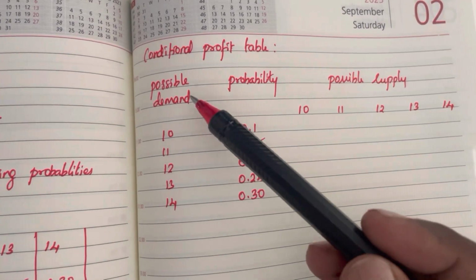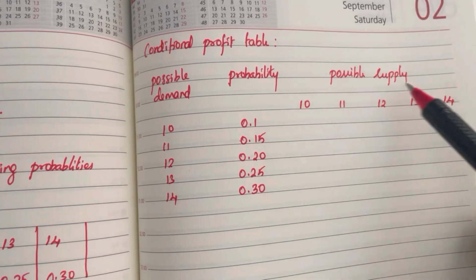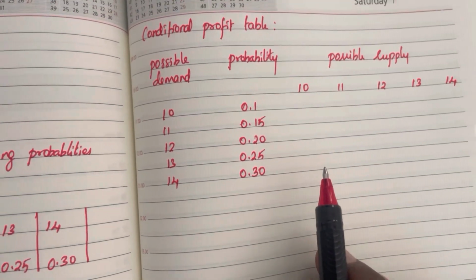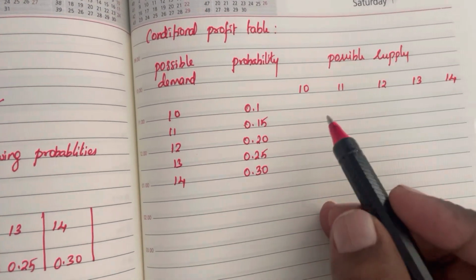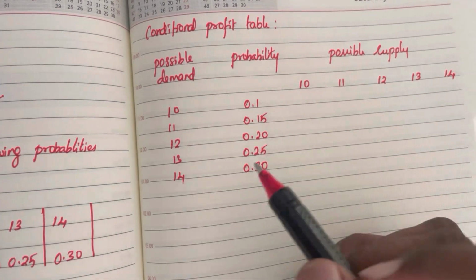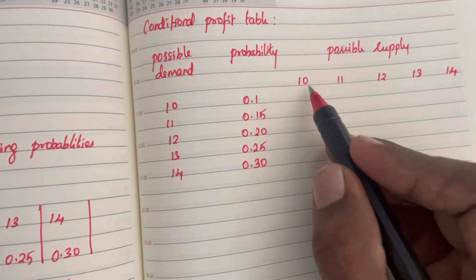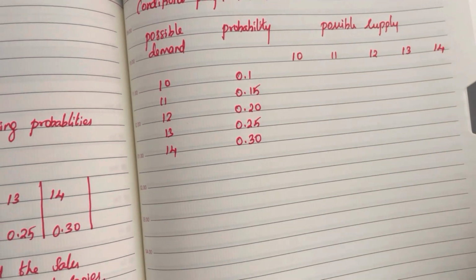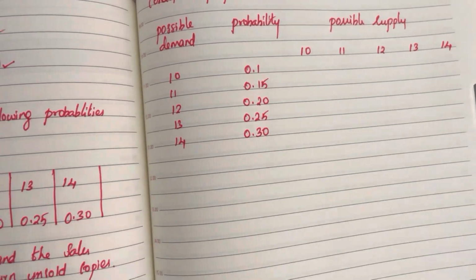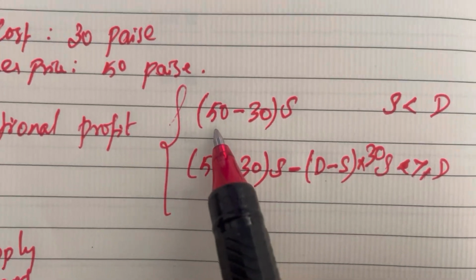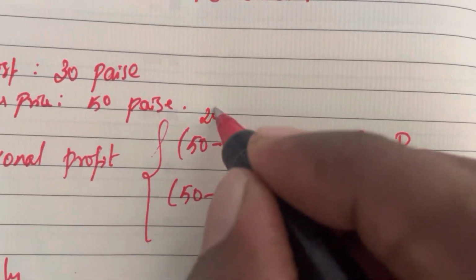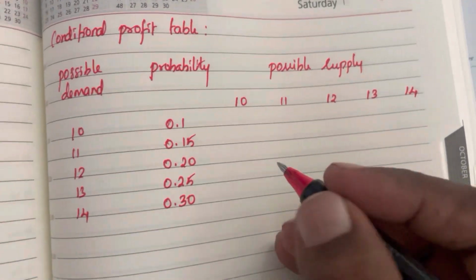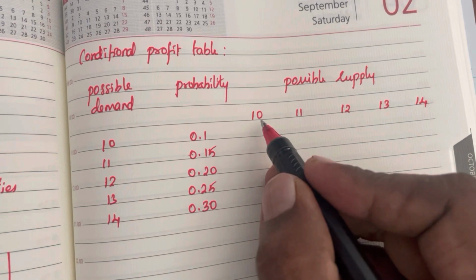For the conditional profit table, first we write the possible demands, the probability and the possible supply. The summation of the probability should always be equal to 1. Now we need to find the conditional profit for each possible supply. Here the demand is 10 and the supply is 10. When demand and supply are the same, however much we supply, that multiplied by the profit gives the total profit. That is the formula we have. We have a profit of 20 paise multiplied by the supply, and that is going to be your conditional profit. So here the demand is 10 and the supply is also 10.